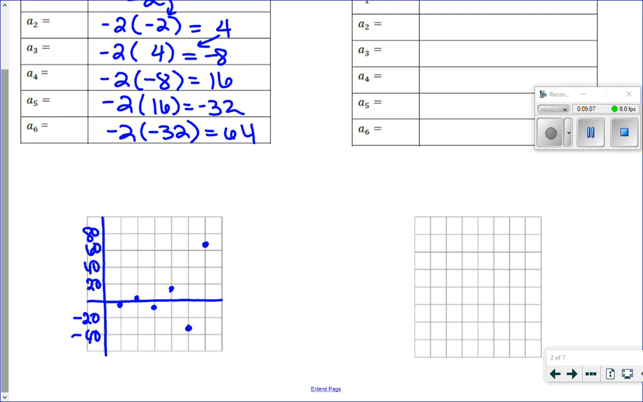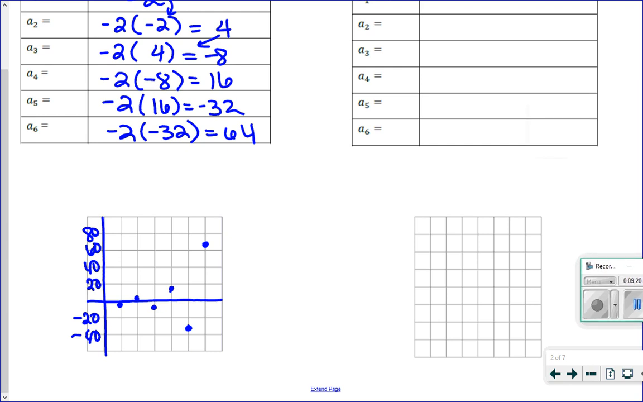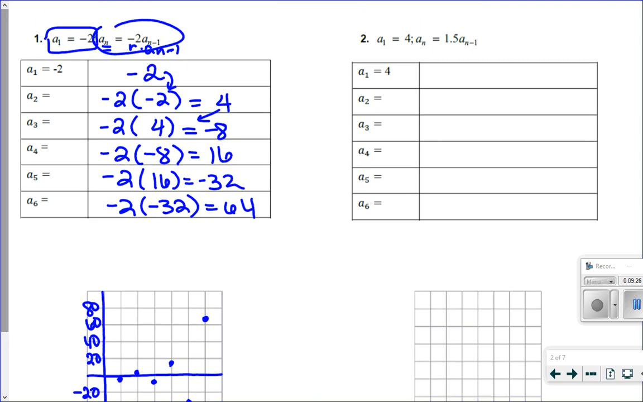But the primary concept here is just using the recursive and understanding that it's really not as intimidating as you might think or as it might look. It's really just a matter of finding the pattern and using the pattern. That's what the recursive is all about.